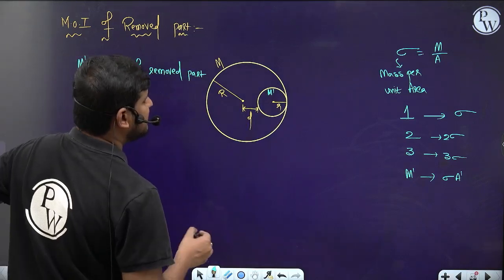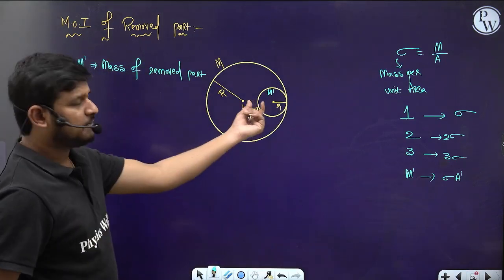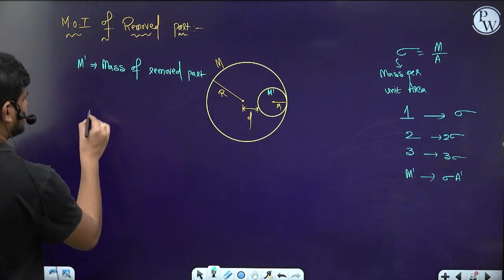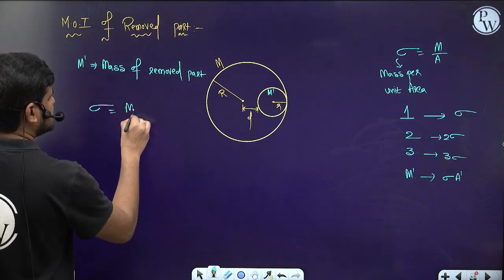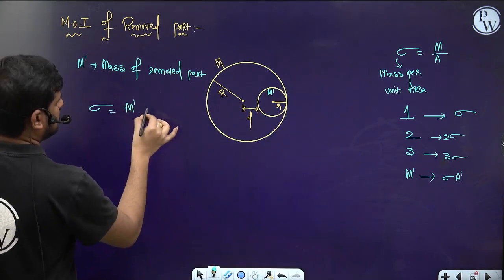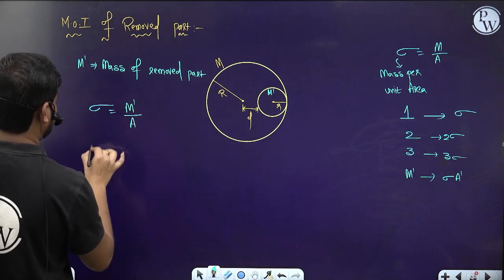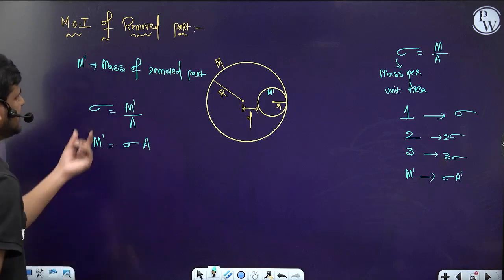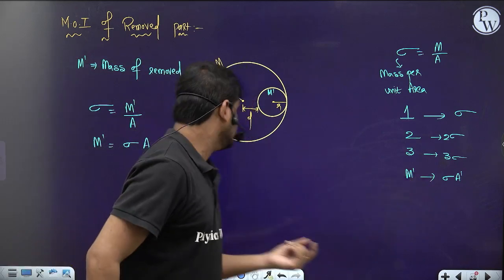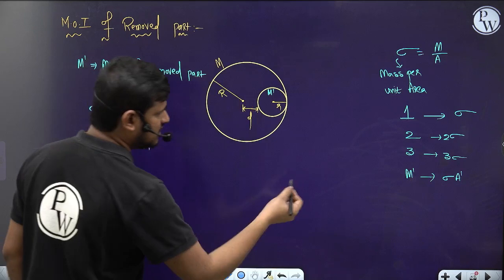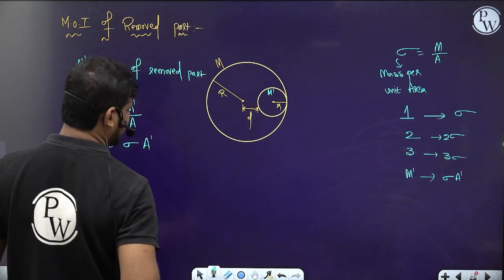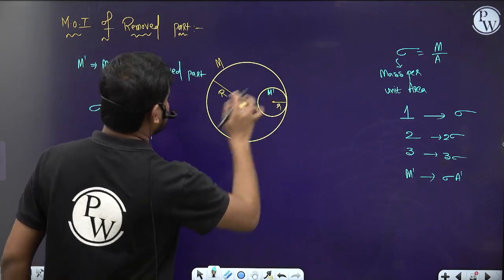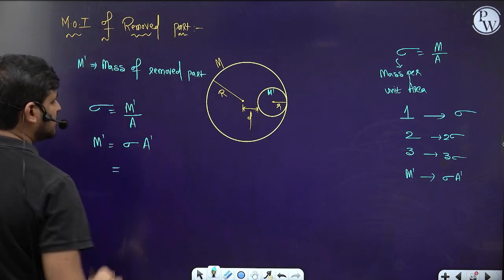So then can we find the mass of this part? Sigma is equal to M dash by A dash. So from here M dash is equal to sigma into A dash. Here A dash means the area of this part. So we already know what sigma is.